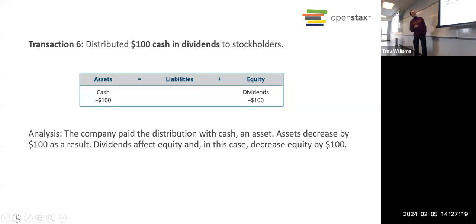Here's another one. Distributed $100 cash in dividends. So obviously cash went down by $100. What impact did dividends have on equity? Yeah, they reduce equity, right? So when dividends go up, equity goes down.